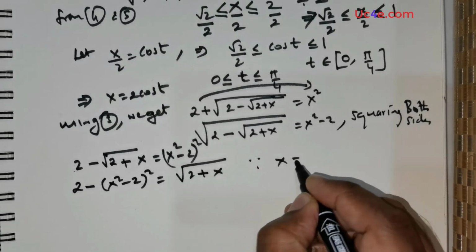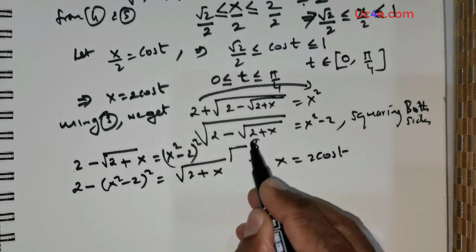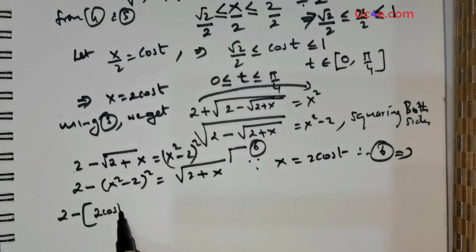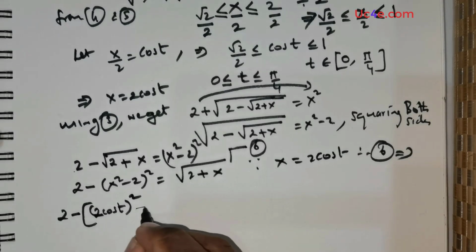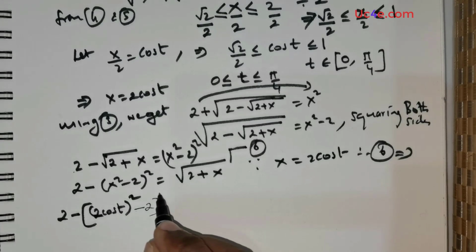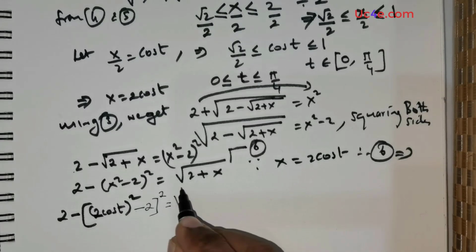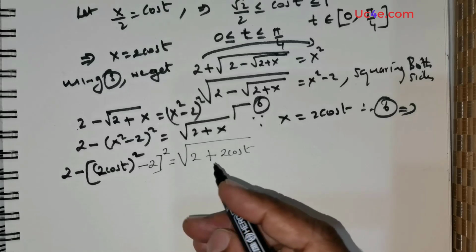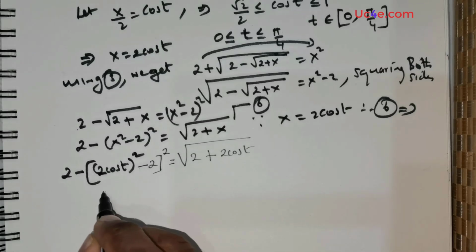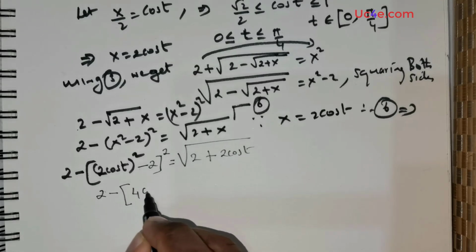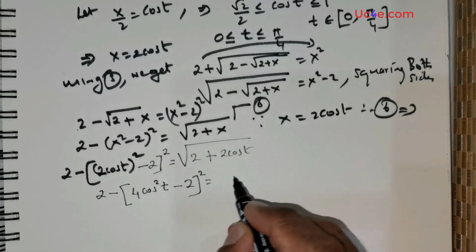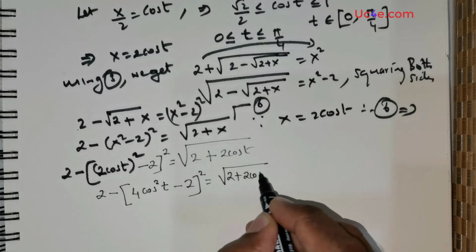Now since x is equal to 2 times cos t, if I were to take this as 6, I can rewrite 6 as 2 negative of 2 times cos t raised to the power of 2, followed by a negative 2 raised to the power of 2, is equal to square root of 2 positive 2 times cos t. So this is what we have got. Now if I were to square this and rewrite this, this is going to be 2 negative of 4 times cos squared t negative 2, the square remains as it is, equal to root of 2 positive 2 times cos t. So that's fair enough.